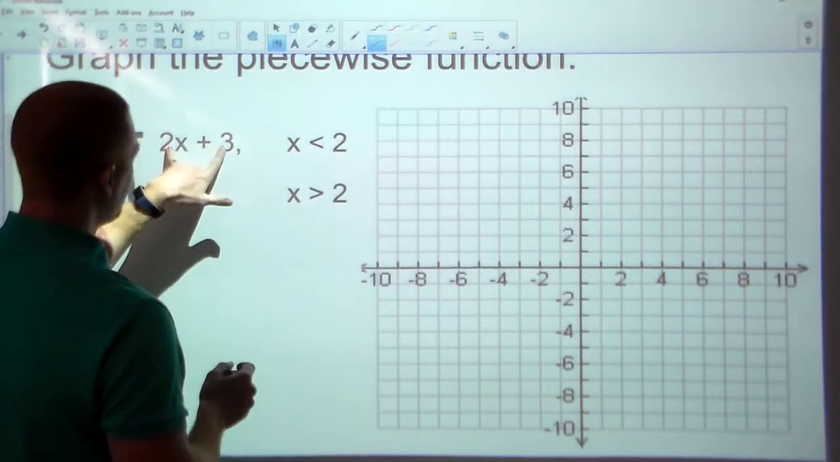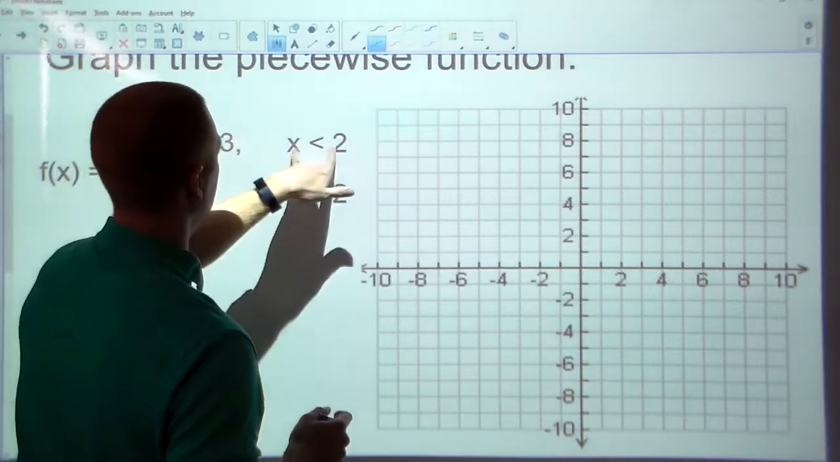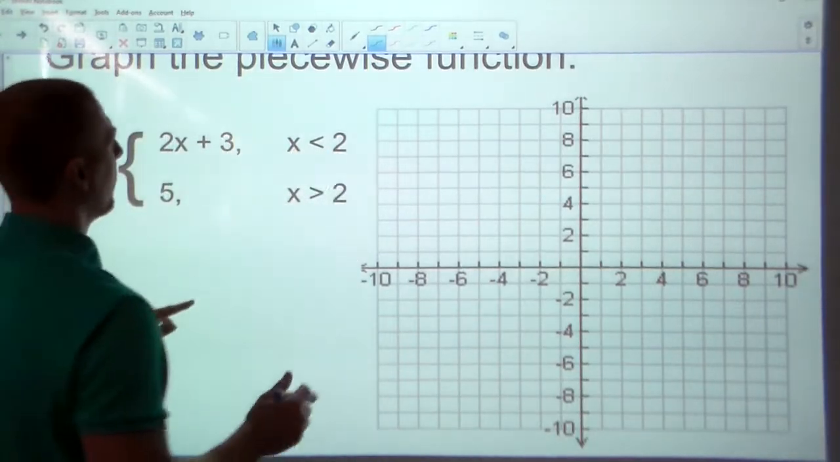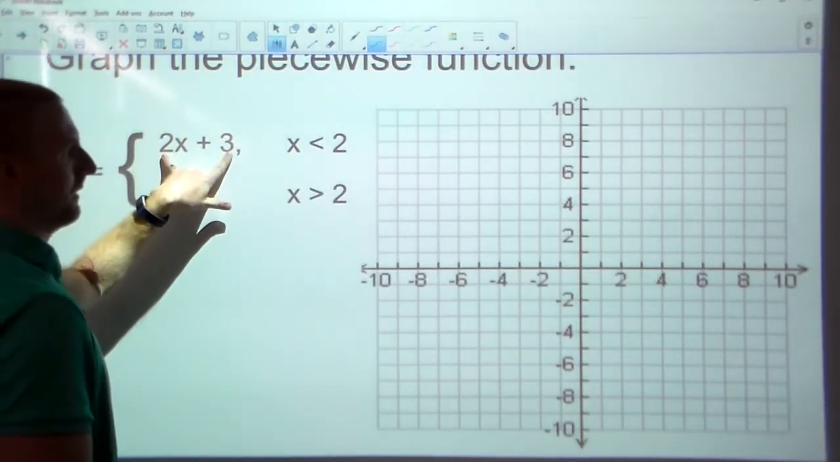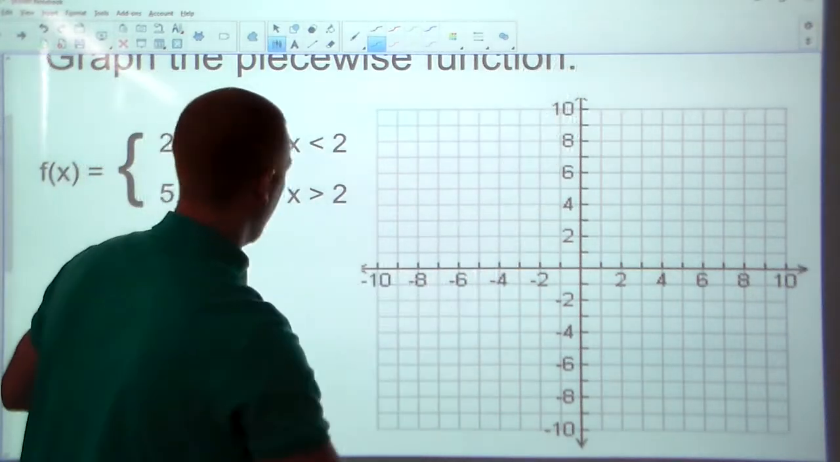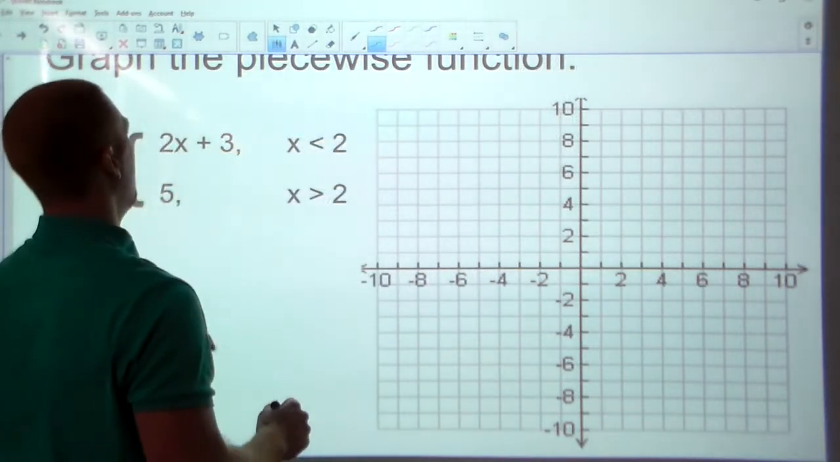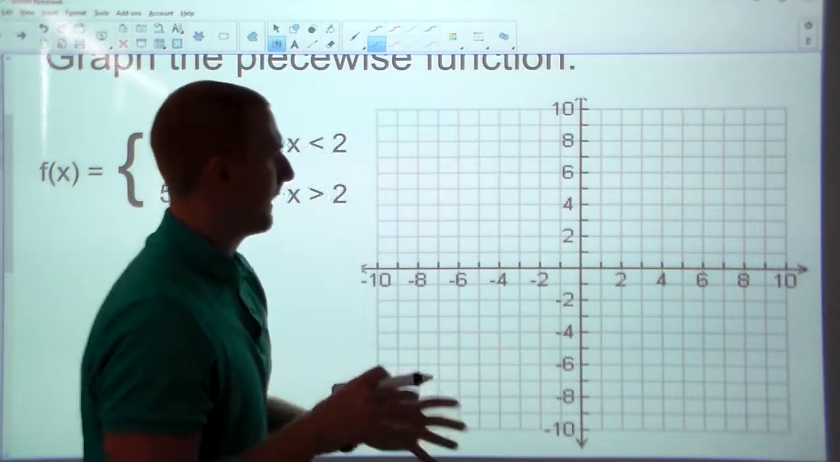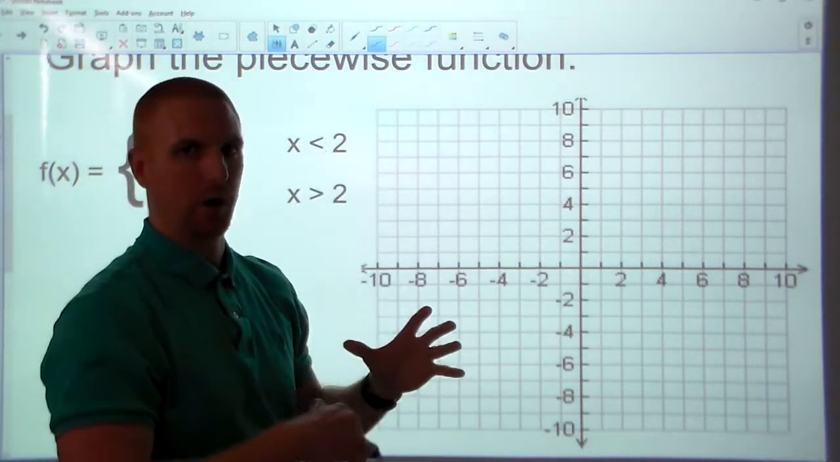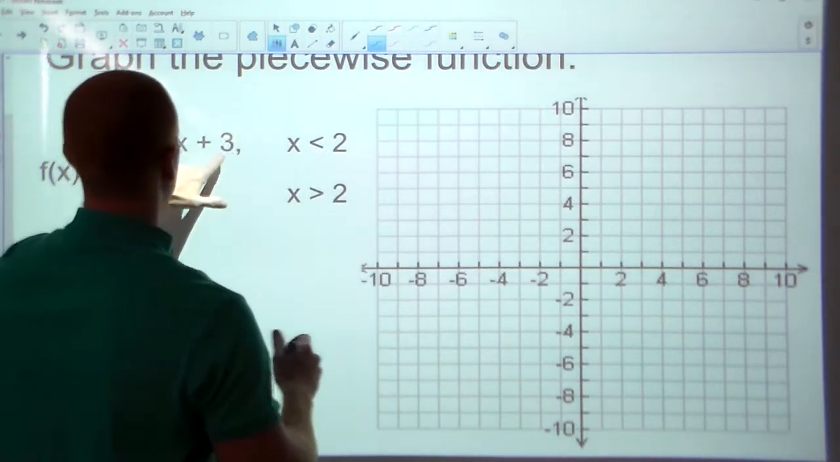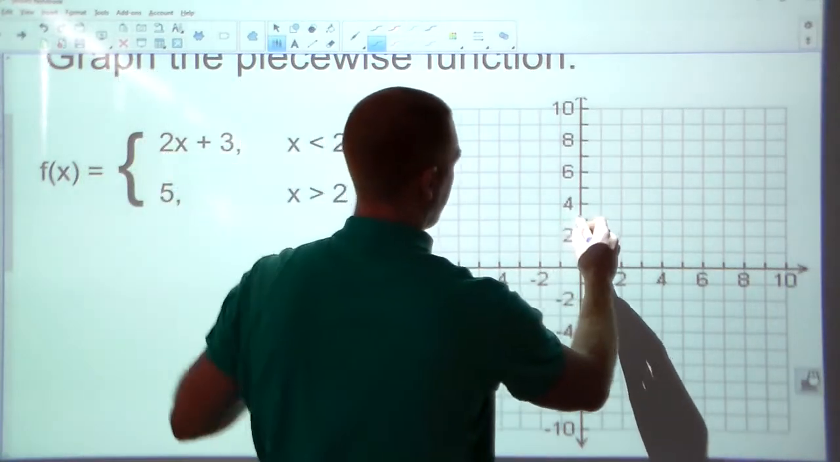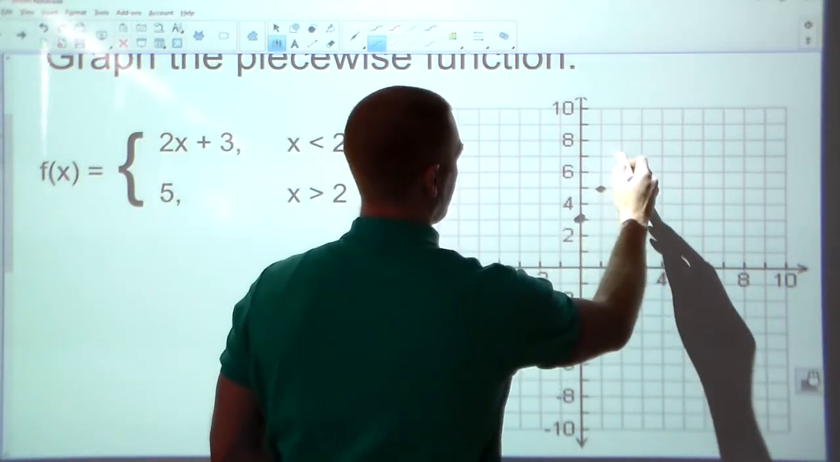So 2x plus 3 is the equation when x is less than 2. What I always like to do is just graph these lines as if you're going to graph the whole thing. Don't worry about the domain restriction yet. But I like to just get points. Don't draw the line in dark yet, just kind of lightly do everything. So 2x plus 3, intercept at 3, and slope of 2.